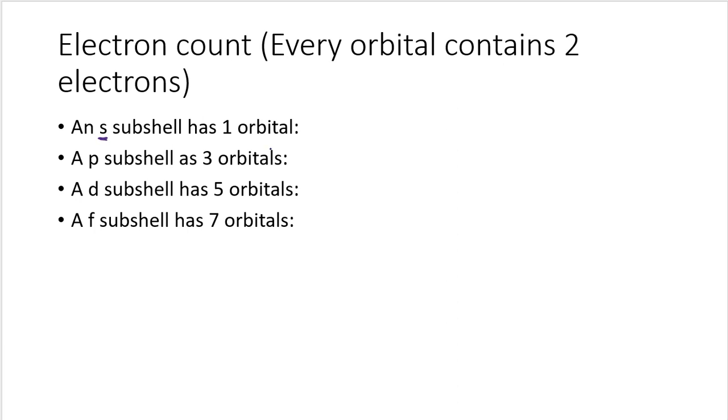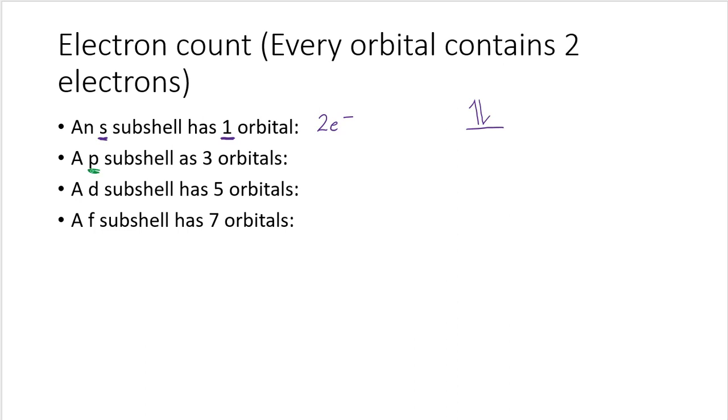But an S subshell that is shaped like a sphere has 1 possible orbital. So it can hold a grand total of 2 electrons. It has 1 place for those electrons to live. 1 electron can go in singly first, and the next one can pair up with it. So an S subshell has 1 possible orbital. Every orbital contains 2 electrons, so 2 electrons can live there. Goes in singly first before it pairs.